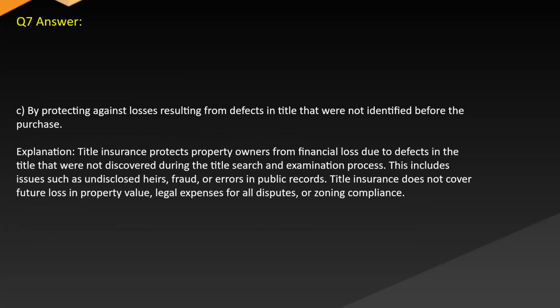Answer: C. By protecting against losses resulting from defects in title that were not identified before the purchase. Explanation: title insurance protects property owners from financial loss due to defects in the title that were not discovered during the title search and examination process. This includes issues such as undisclosed errors, fraud, or errors in public records. Title insurance does not cover future loss in property value, legal expenses for all disputes, or zoning compliance.